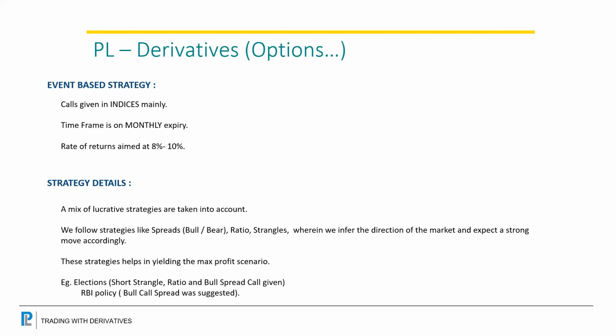And options also we practice. We have many option strategies based on indices, mainly on monthly expiries. Rate of return is 8% to 10%. We also come out with specific election-based or event-based strategies to benefit. So these are a few of the calls that we practice.